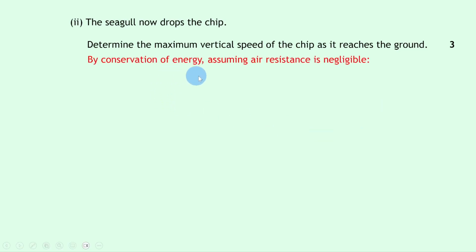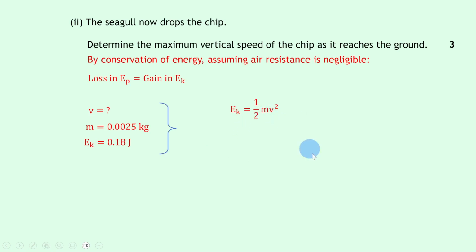So we could say by conservation of energy, assuming the air resistance is negligible, we have that the loss in gravitational potential energy EP is equal to the gain in kinetic energy EK. So here we're trying to find the maximum vertical speed, which is the final speed v. We know the mass m is 0.0025 kilograms for the chip. We know the kinetic energy we just worked out is 0.18 joules, and this is us saying that the kinetic energy is equal to the gravitational potential energy that we just calculated in part 1. So writing down our equation for kinetic energy, we have EK equals a half mv squared.